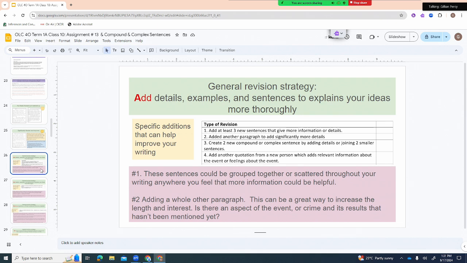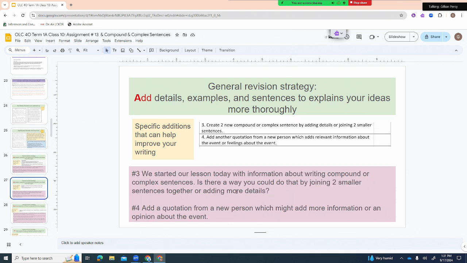Create 2 new compound or complex sentences by adding details or joining 2 smaller sentences. Add another quotation from a new person which adds relevant information about the event. Yep, the event. So number one, when I say add at least 3 new sentences, those could be spread out. Maybe you have an idea for something more you want to add to each paragraph, or maybe you have a whole idea for 3 new sentences you want to write at once. Adding a whole other paragraph is a great way to make your story longer and usually more interesting.